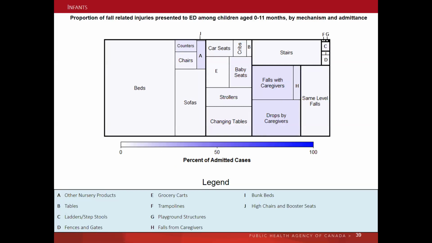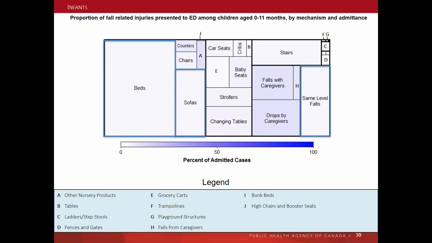The tile graph of the percent admitted for infants is a little more forgiving. We see that despite the high frequency of TBIs we observed in the preceding graph, fall-related injuries among infants tend to be relatively minor. The leading mechanisms for this age were falls from beds, falls off sofas, and same level falls. As we'll see, infants are the only age group in our data set where same level falls did not occupy the largest proportion of falls, which considering their immobility doesn't really come as a surprise.